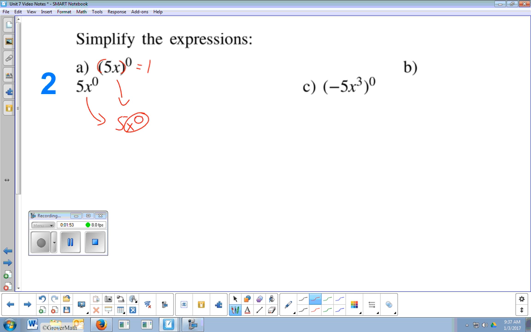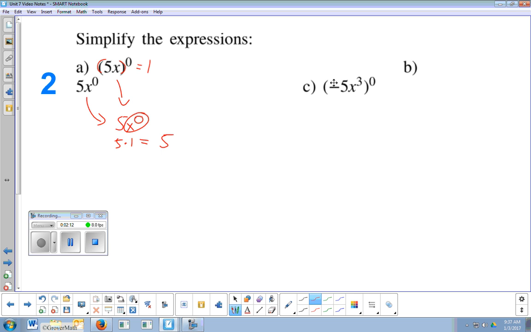So because only x is being raised to the 0, that is what becomes 1. Only x to the 0 is 1. And this 5 is still just 5, and we get 5 times 1 is 5. The (5x) to the 0 versus 5(x to the 0), they sound the same, but you have to look at where the parentheses are. It could equal 1, it could equal 5.